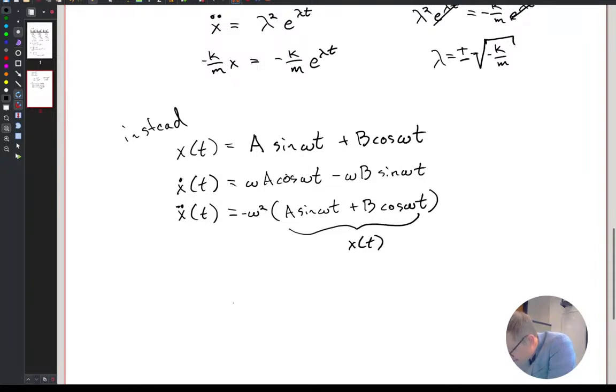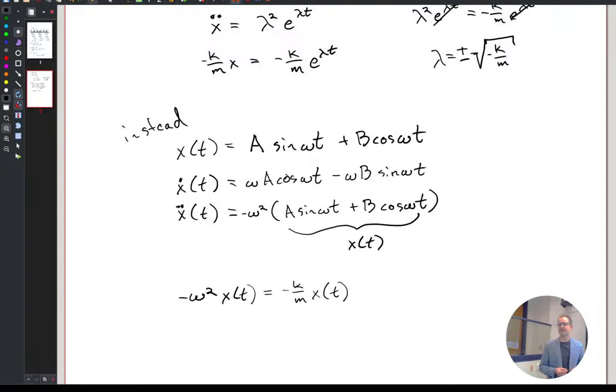Can I just go to previous class specifically? I can skip the radicals. Wait, why is just that component x of t? Is the negative omega squared part of it? Because it looks like you underlined just the thing in parentheses. Yeah, I did. It's okay if you call me out. No, I'm not calling you out, I'm just asking what's going on.